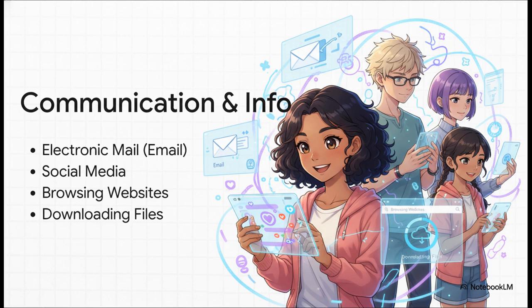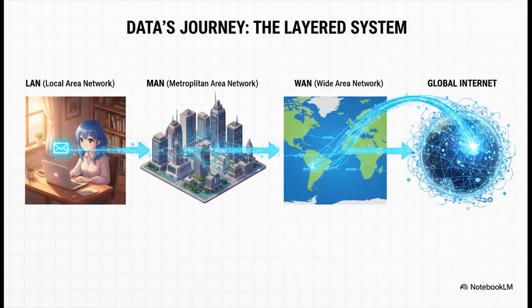That email we started with, it travels on the very same system that powers our social media feeds, our ability to browse websites and download files. Everything is built on this layered system we've just explored. So the crucial point is this: that simple email you sent isn't simple at all. It travels from your computer on its local LAN, out through a citywide MAN, across a countrywide WAN, and onto the global internet, all while following a shared set of rules. This structure is the invisible foundation of pretty much everything we do in the modern world.